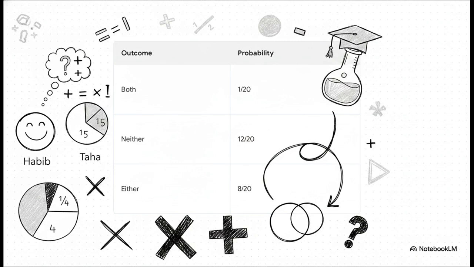What is the probability neither solves it? Just multiply their failure fractions. 3/4 times 4/5 equals 12/20. And what about either one solving it? We use our sum principle from earlier.